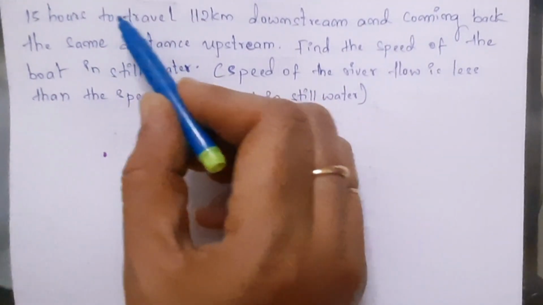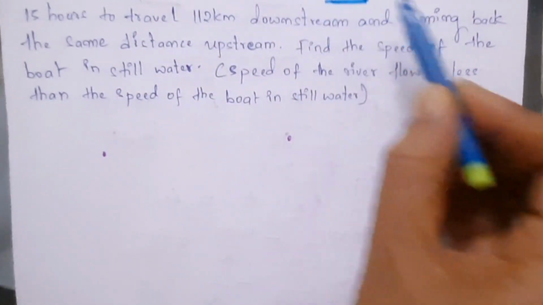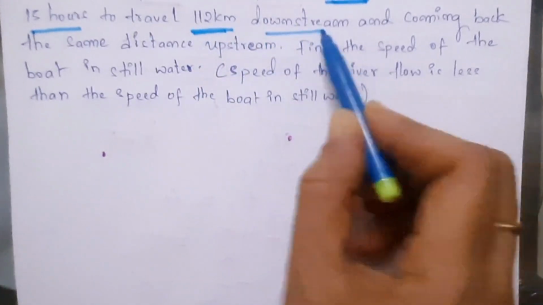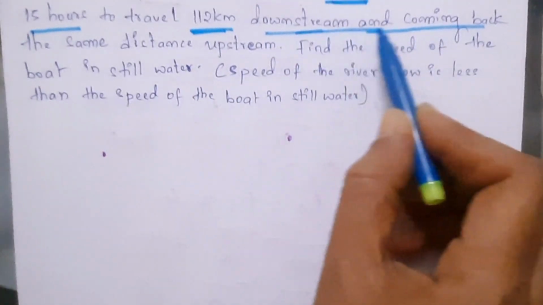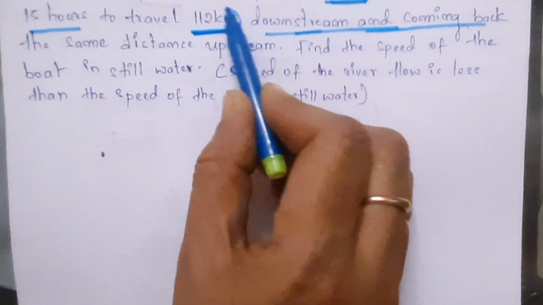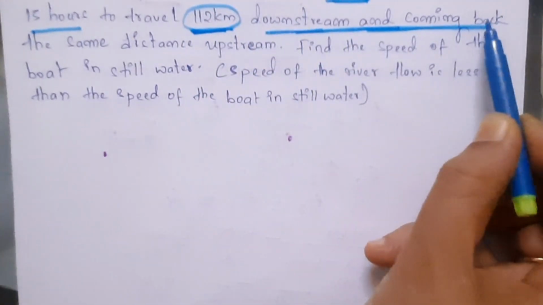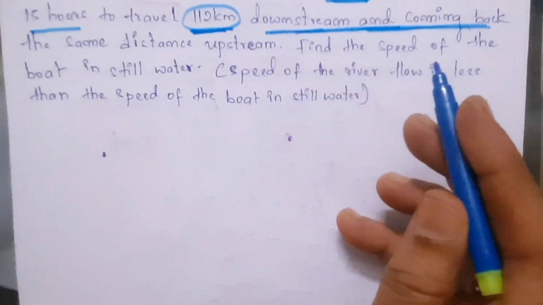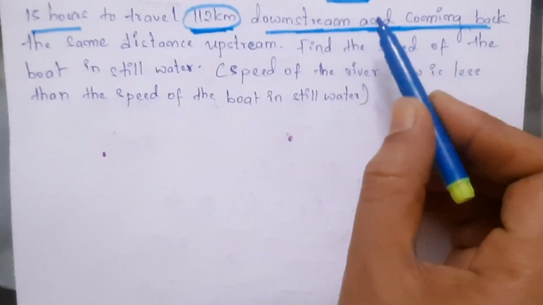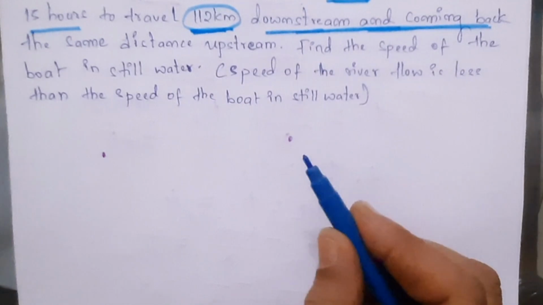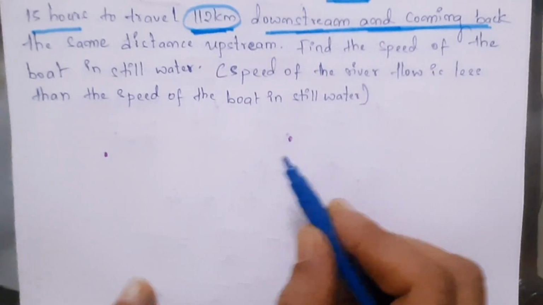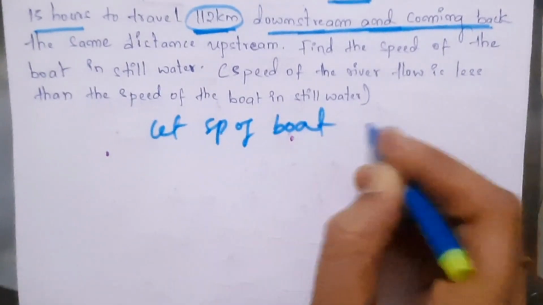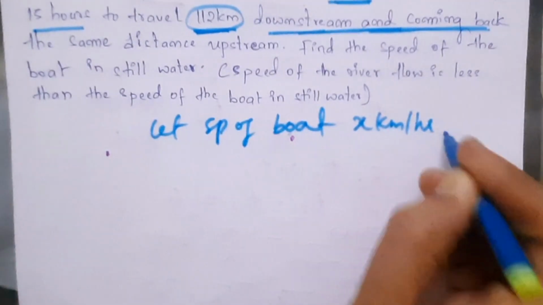So here, a river flows at a speed of 1 kilometer per hour. A boat takes 15 hours to travel 112 kilometer downstream and coming back. See what is the difference here? It is traveling 112 kilometer downstream and coming back. So how to solve this type of question? Here the river flow is given, but the speed of the boat is not given. So we consider, let the speed of the boat be x kilometer per hour.